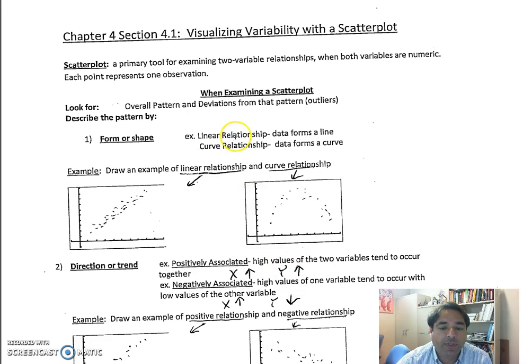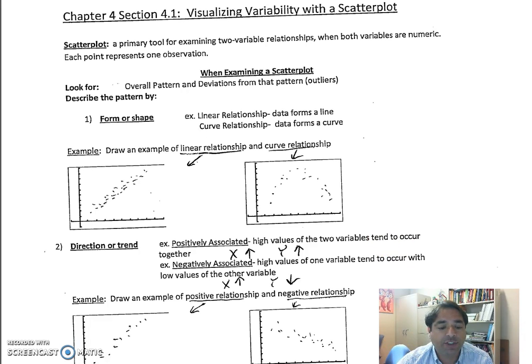A linear relationship is where the dots are forming a line. It could be going up or it could be going down, but that would be a linear relationship. And then there are curved relationships, and there are many curved relationships out there. We're going to be focusing mostly on linear relationships, but there's quadratic, exponential, logarithmic, logistic. There are many curved relationships, but again, we'll be focusing mainly on linear relationships.